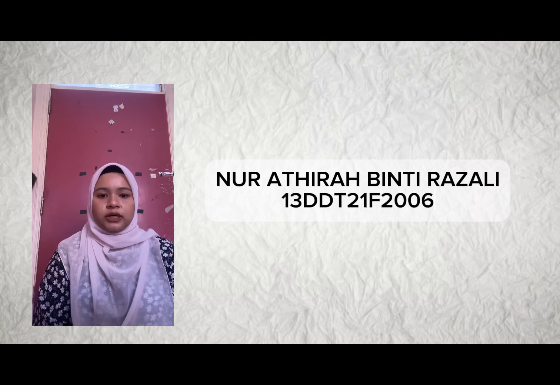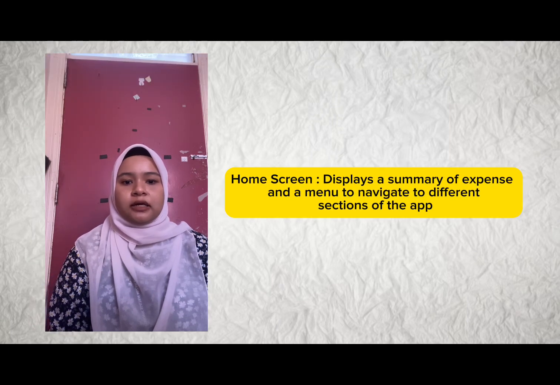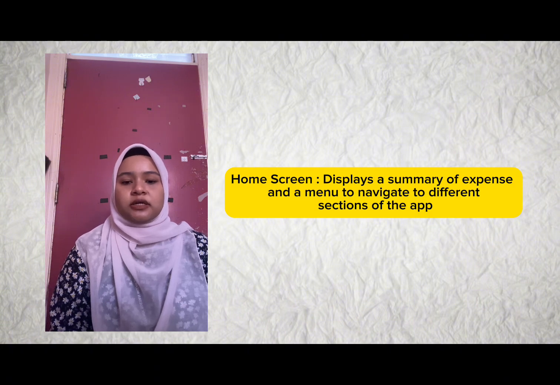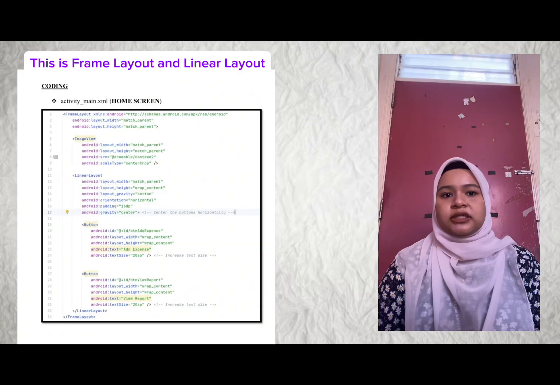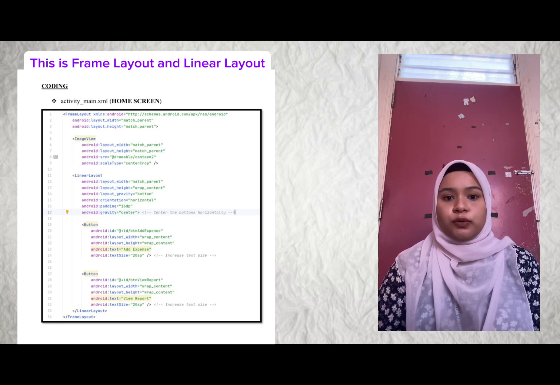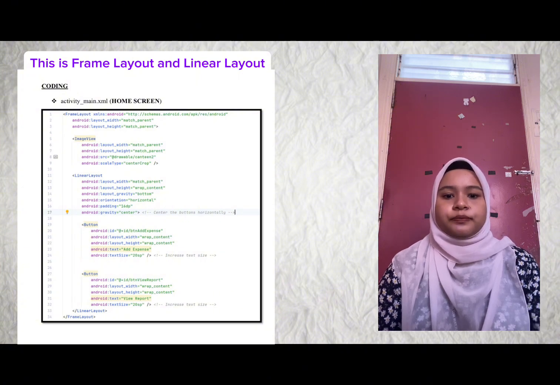Matric number 13DDT21F200C. I want to present my part. First interface, home screen. Display a summary of expense and a menu to navigate to different sections of the app. My coding activity, main.xml for home screen, has image view, linear layout, and buttons for add expense and view report.